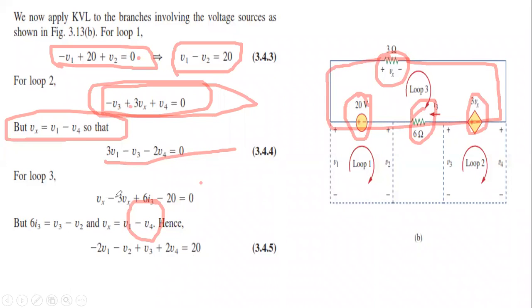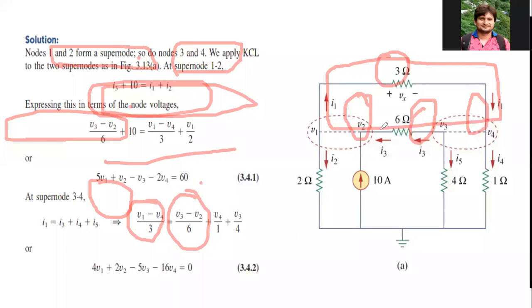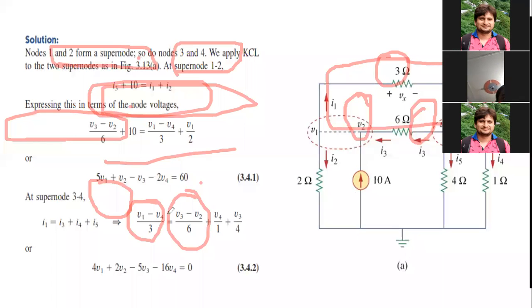And again, we have Vx here. Vx can be replaced by V1 minus V4 as we know. And 6 I3 can be replaced by V3 minus V2, because I3 is mentioned here as V3 minus V2 by 6. We can see, so 6 I3 can be written as V3 minus V2.